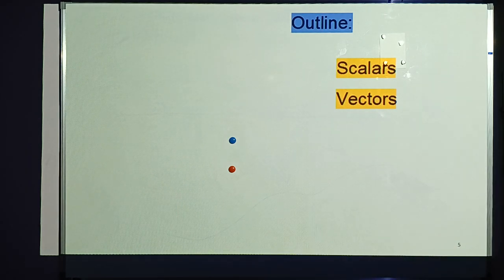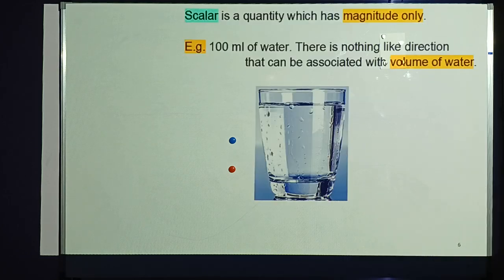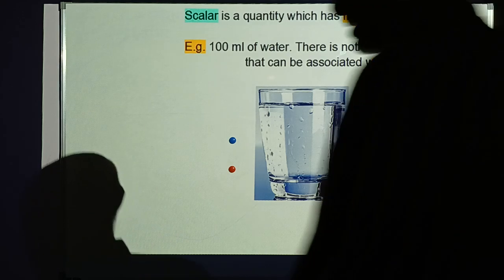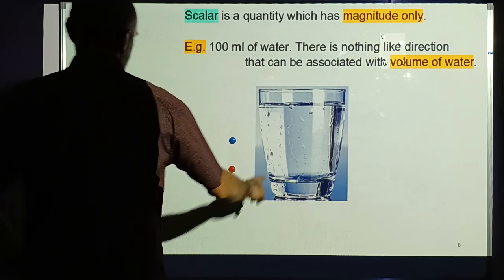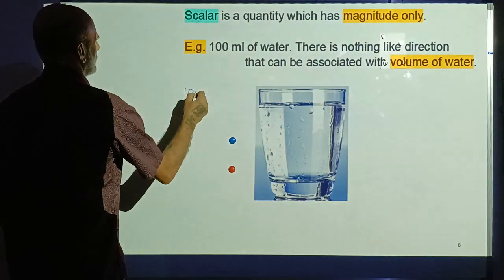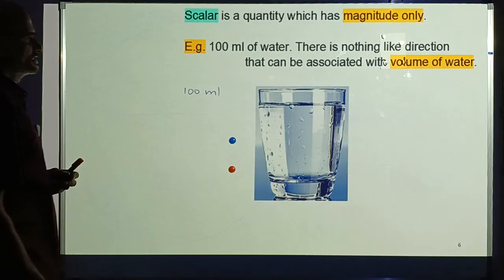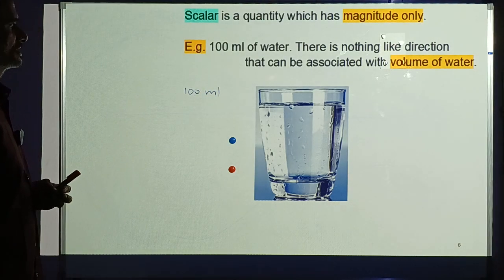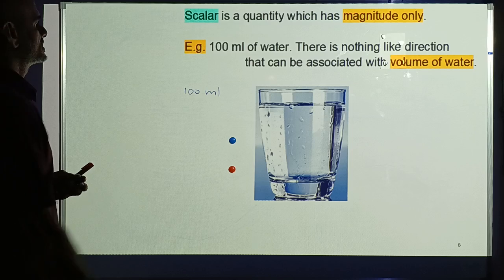In this video, I will discuss what are scalars, what are vectors, which quantities should we consider as vector. A scalar is a quantity which has got only magnitude. For example, volume of an object. Here there is a glass with water and let the volume of this water be 100 ml. So this volume measure does not have any direction. It's just the amount of substance. So it's a scalar.